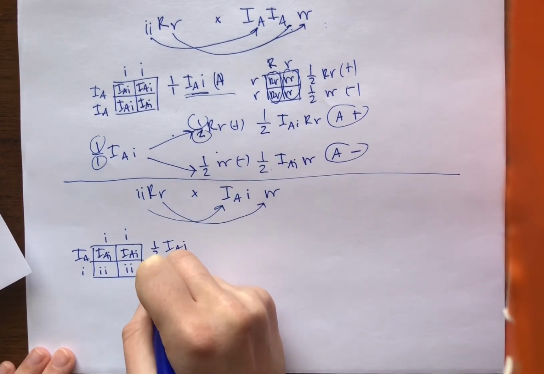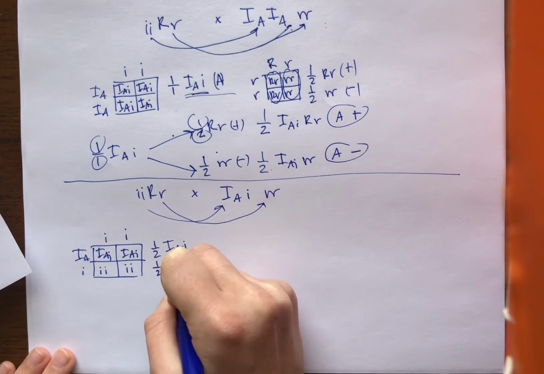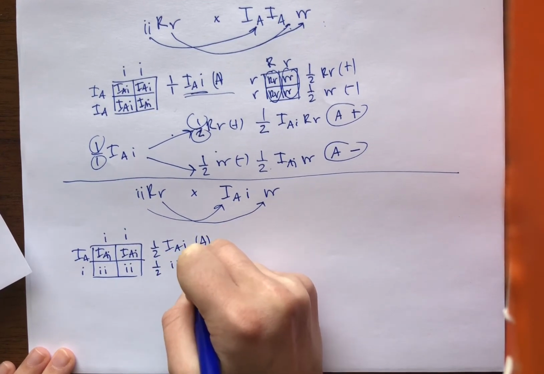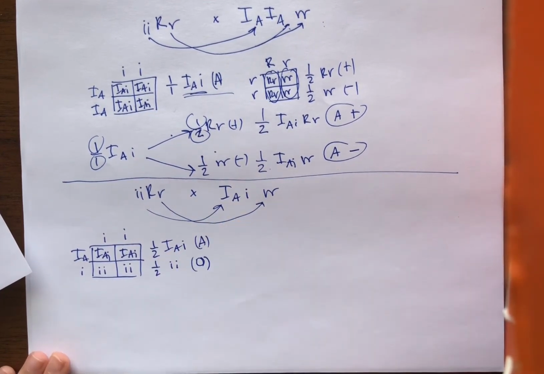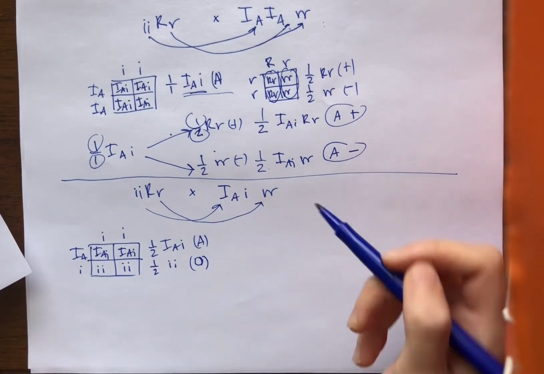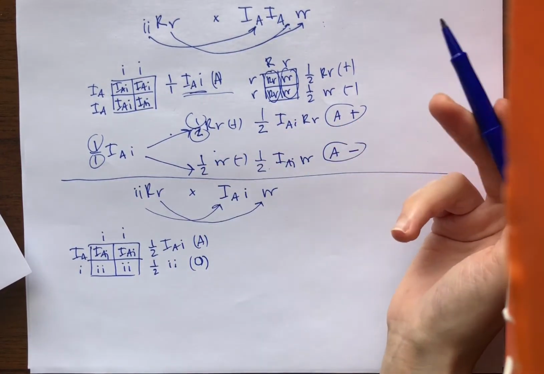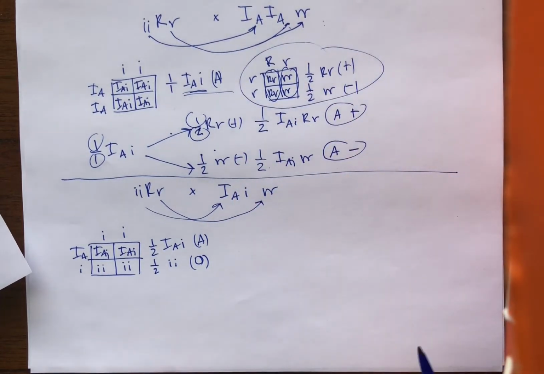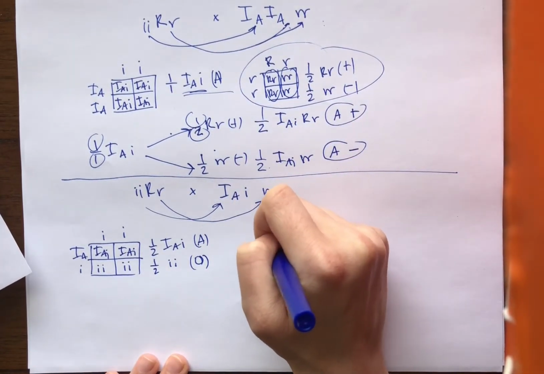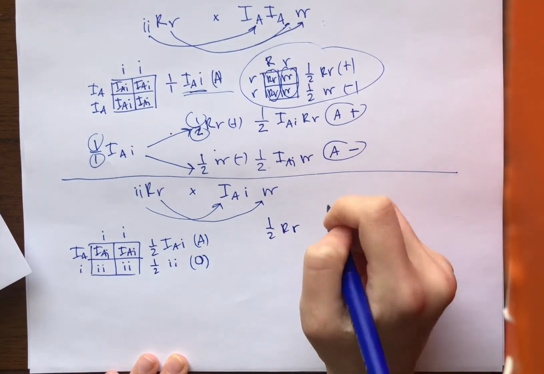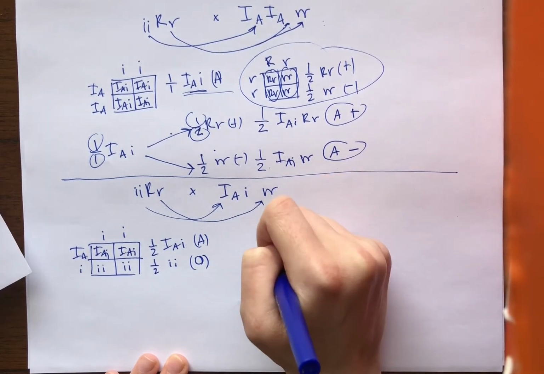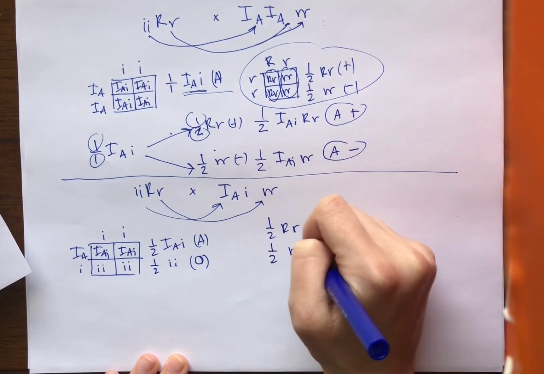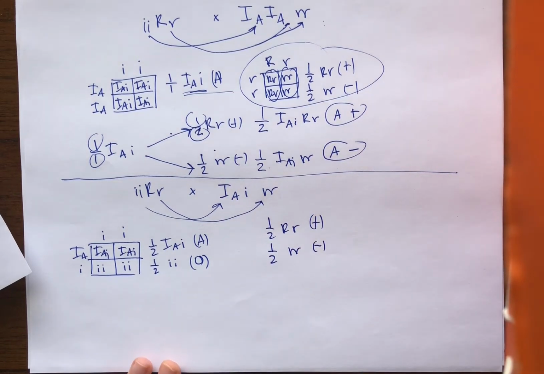Okay, and then when we cross I's, the ratio we get is heterozygous for blood type A, and we get blood type O. So this is A, this is O. Now, we would cross the R's again, but I'm not going to cross them because it's the same information. It's going to be the same cross. So again, we have 1/2 for big R, small r for positive, 1/2 small r for negative.